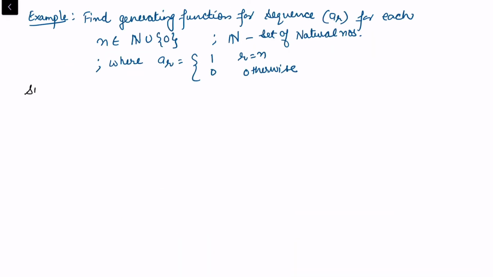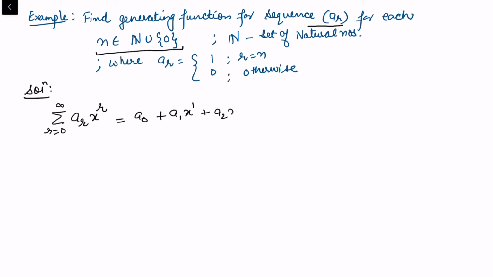Now consider this example. Again I want to find the generating function for the sequence a_r for each n belonging to the natural numbers including 0, so that's basically the whole numbers, where a_r is 1 whenever r is equal to n, otherwise it is 0. To write the generating function, I will use the same formula: r goes from 0 to infinity, and if I open this as a power series, I get a0 plus a1 x to the power 1 plus a2 x square plus a3 x cube plus so on, and then a_r x to the power r and so on up to infinity. Now, whenever r is equal to n, this value is 1 and otherwise it is 0.